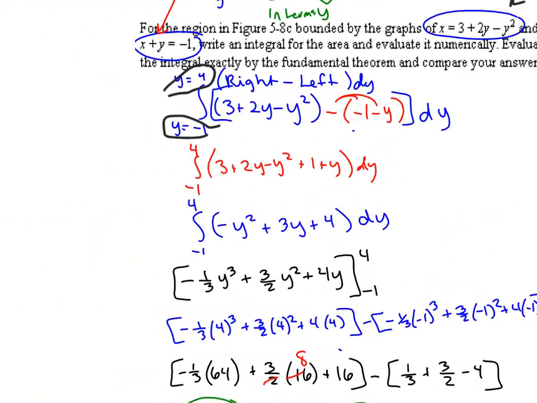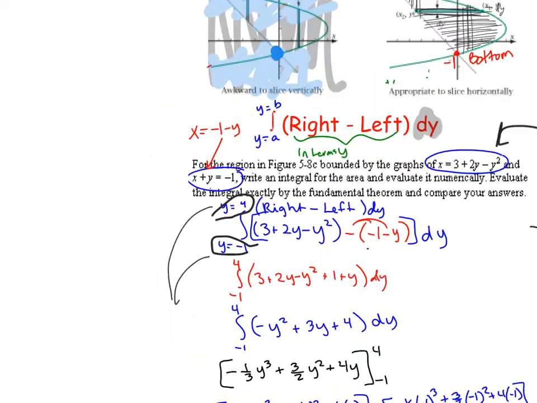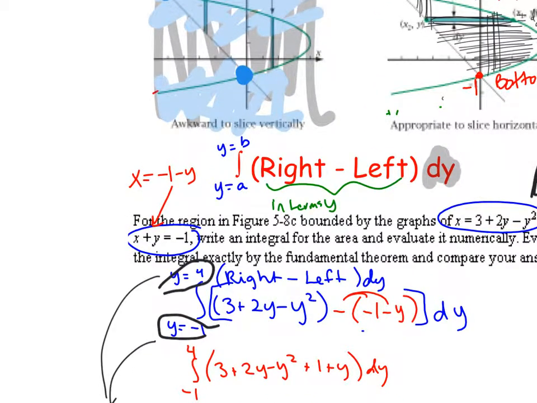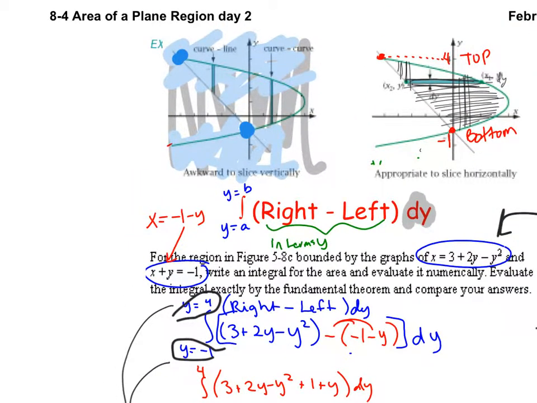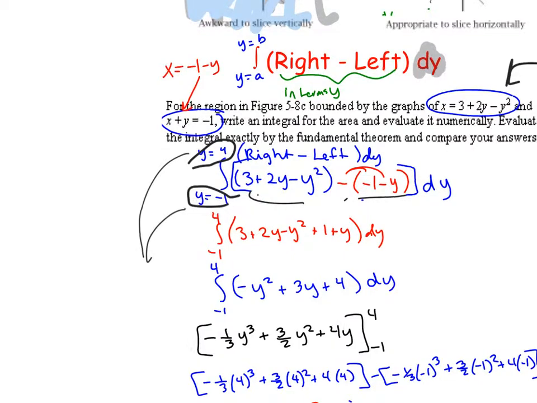Alright, now that that's squared away, you get your a and b, plug it in, and then you do the integral. By the way, don't forget right and left. You start with the right function first, which is the parabola. The left function is the line. Here we have the parabola minus the line.